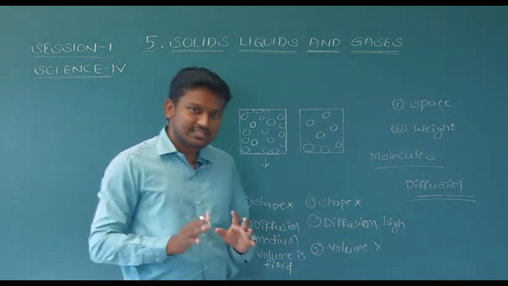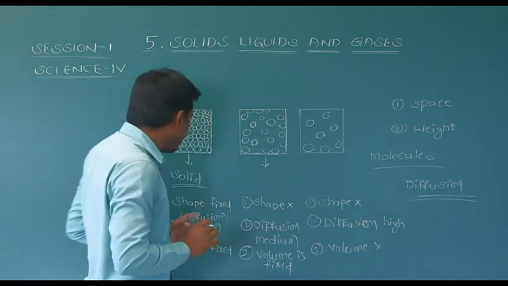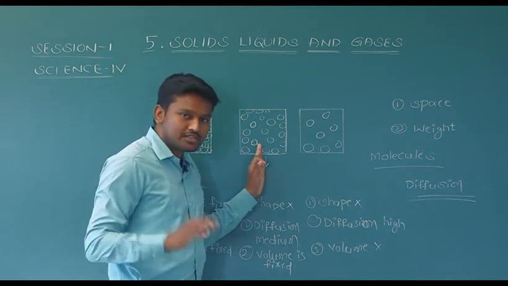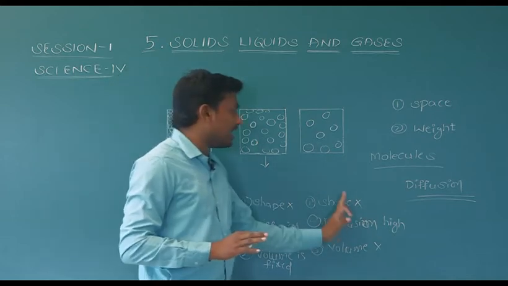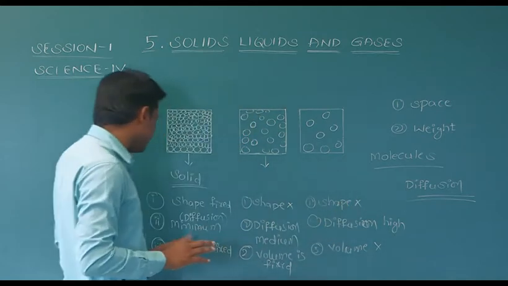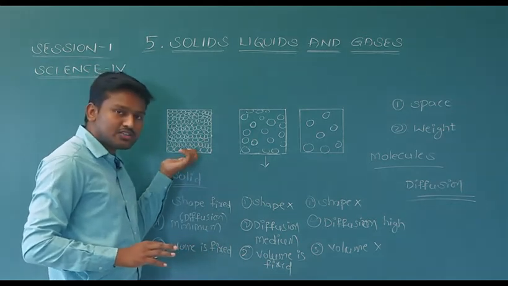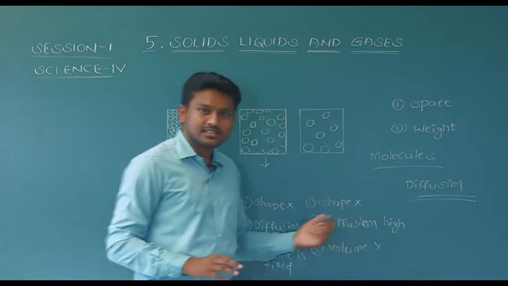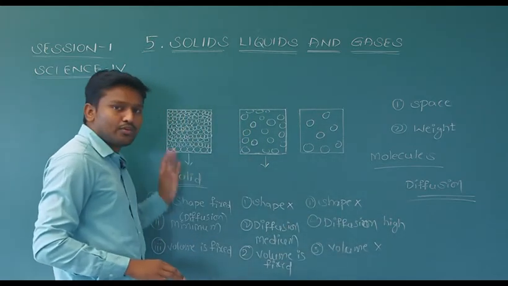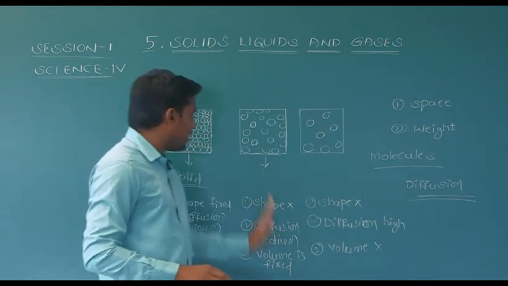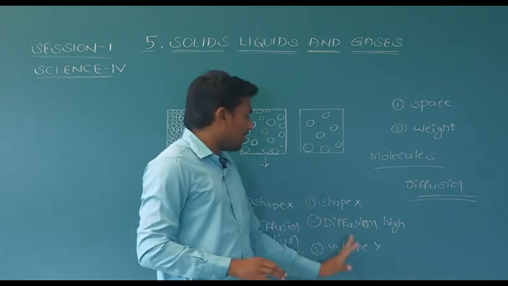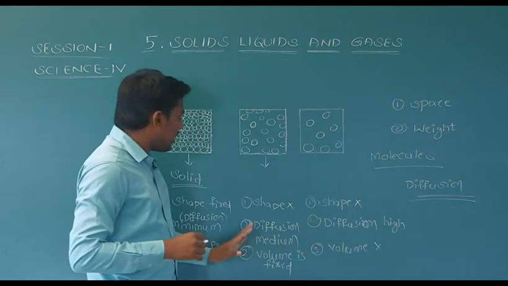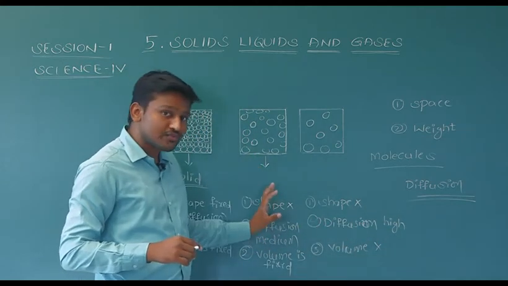So, now let us see again the properties that we have seen. Shape of solids is fixed, but liquids do not have any fixed shape. Gases also do not have any fixed shape. Diffusion in solids is minimum, in liquids medium, in gases maximum. Volume of solid is fixed, volume of liquid is also fixed, and volume of gas is not fixed. You may say, sir, how can we say that volume of liquid is fixed?